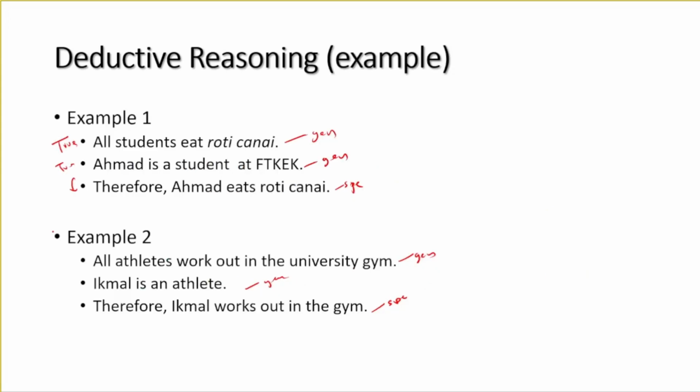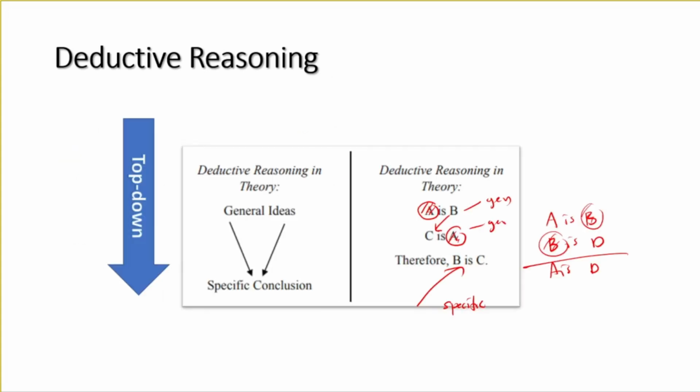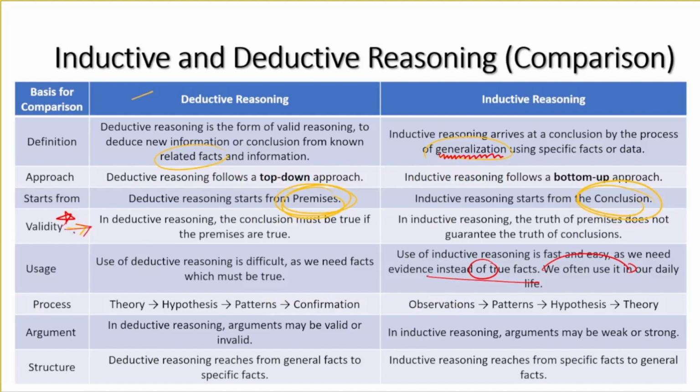Okay, all the athletes work out in the university gym. Ikmal is an athlete, one of the athletes. Therefore, Ikmal works out at our gym. But the thing is, not all of the athletes work out at the gym. Sometimes they work out at the stadium, at the botanical garden, and so on and so forth. So that is the limitation of what we gain here, right?